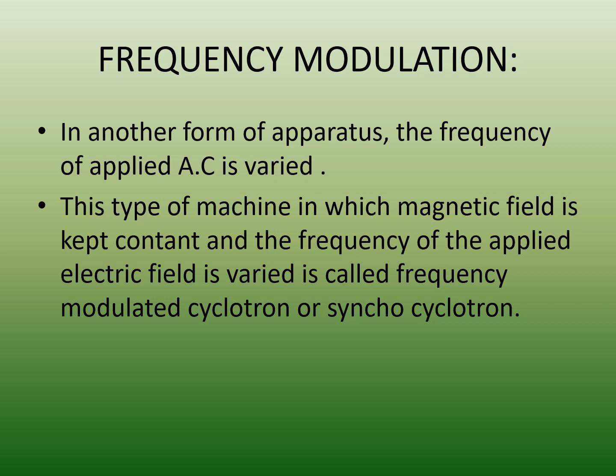Frequency modulation. In another form of apparatus, the frequency of the applied AC voltage is varied. This type of machine, in which the magnetic field is kept constant and the frequency of the applied electric field is varied, is called a frequency modulated cyclotron or synchrocyclotron.